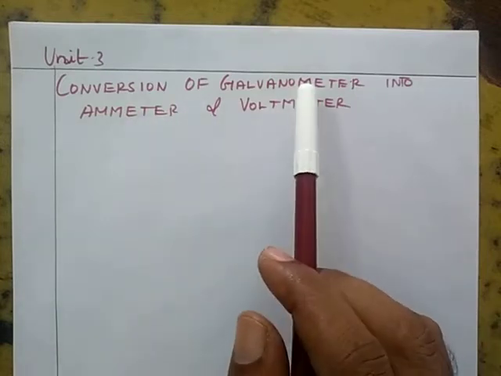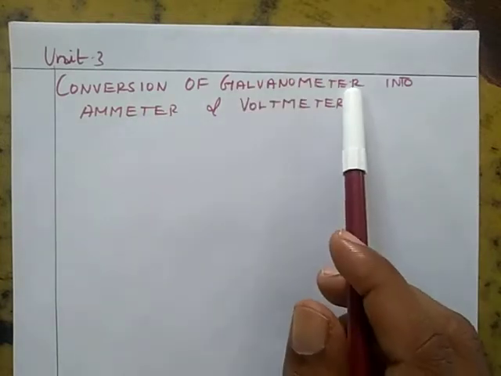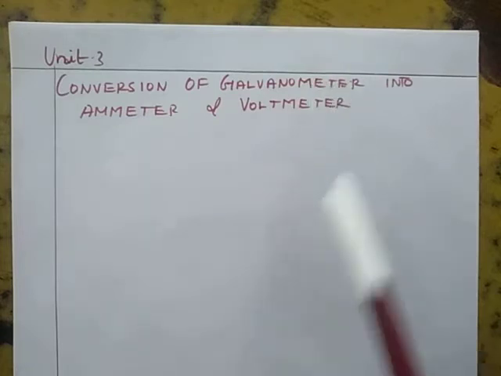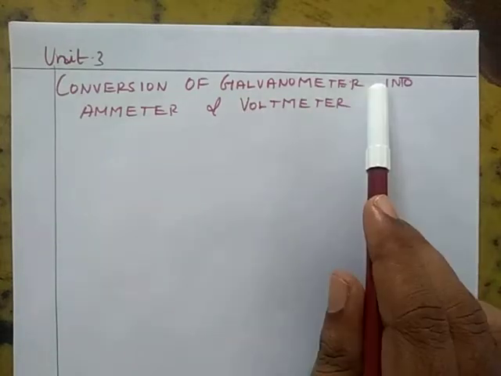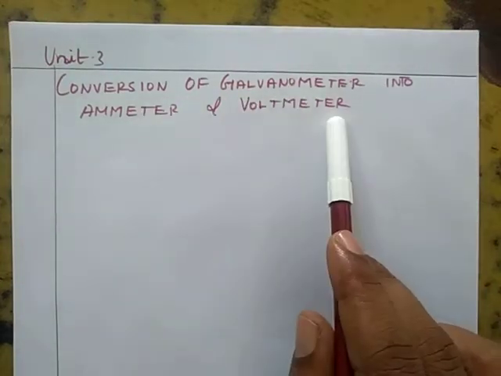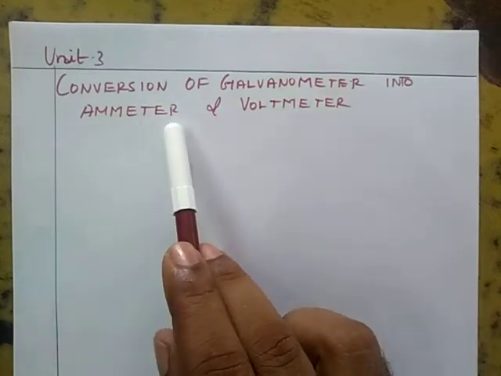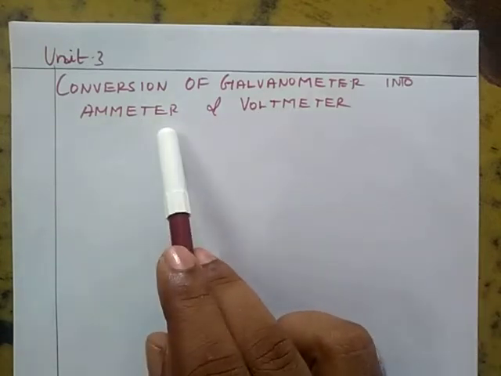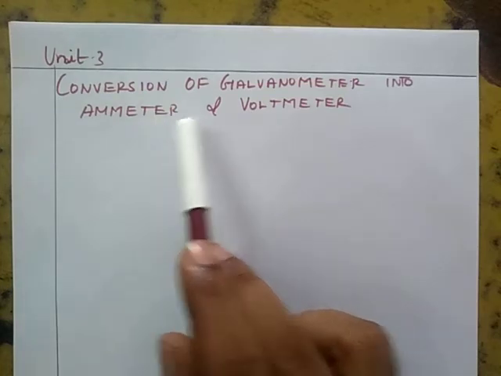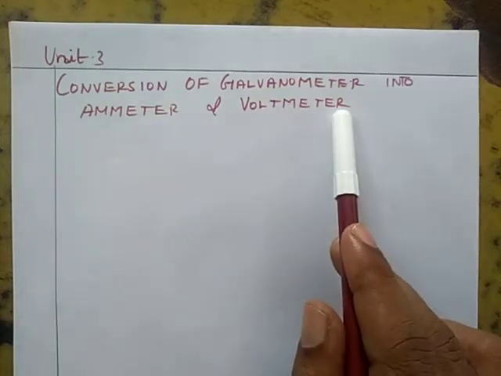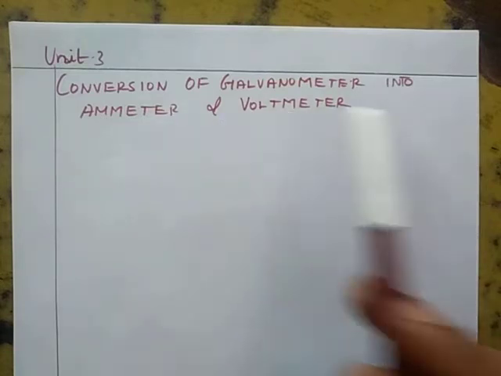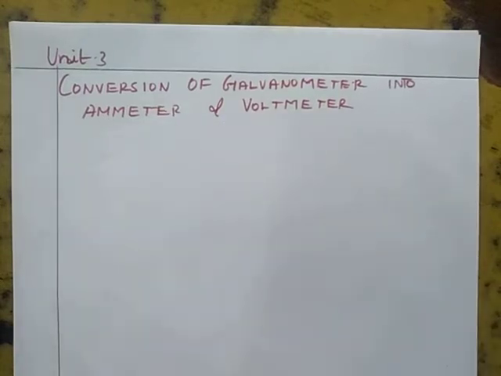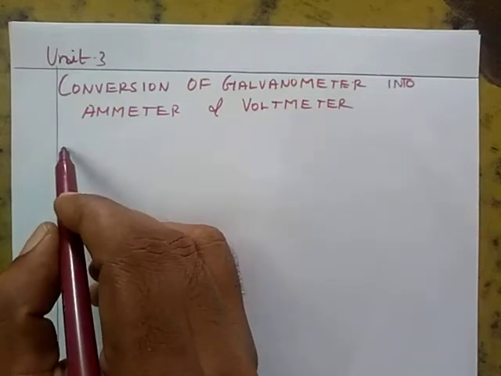Here we know galvanometer is a device used to detect the current flow in an electrical circuit. In order to measure the current and potential difference, we are modifying the galvanometer into ammeter and voltmeter. Here ammeter is a device used to measure the current in an electrical circuit. Here voltmeter is a device that is used to measure the potential difference between the 2 points in an electrical circuit. Here let me see what is ammeter.